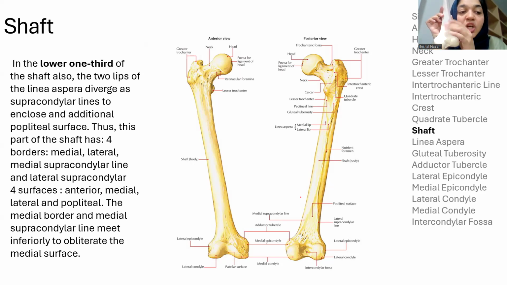So this part has four borders: the medial, lateral, medial supracondylar line, and lateral supracondylar line. So you have four surfaces: anterior, medial, lateral, and popliteal.